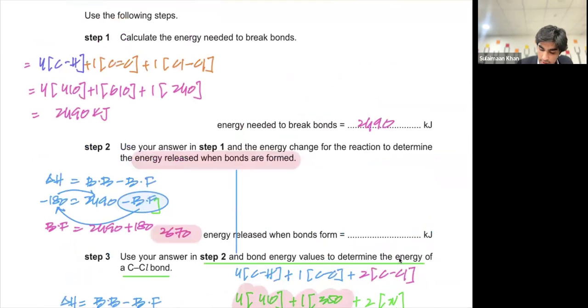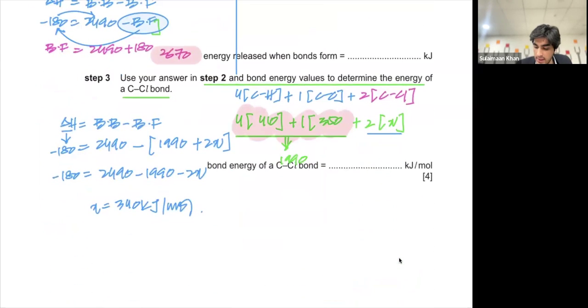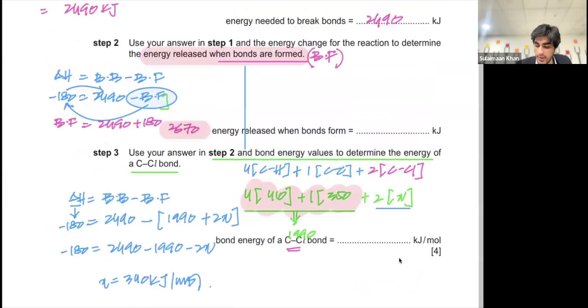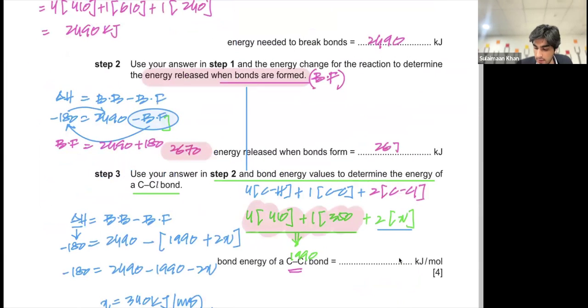See, the energy released when these bonds form, the entire energy released, that's about bond formation. He's not talking about the CCl bond here. He's talking about the CCl bond right here. So remember this, yeah? So that's 2670. My bad. Done, sir. Let's move ahead.